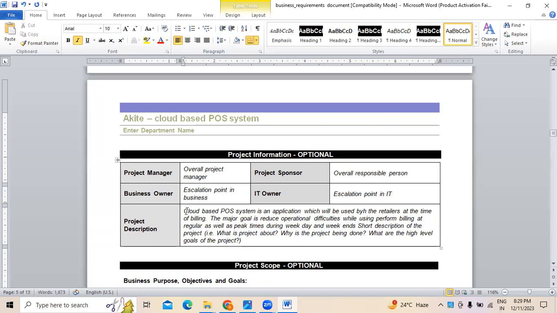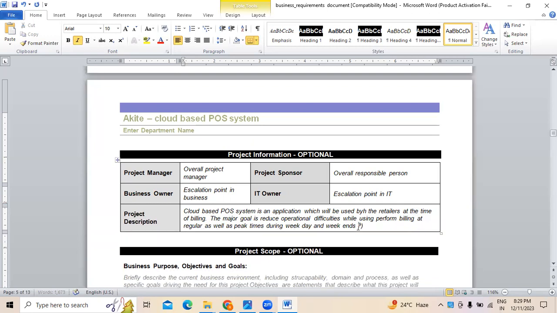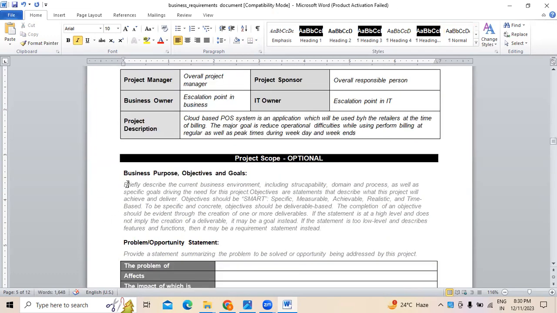Okay, this is how generally we need to write the project description. You can see, right? This is how generally the description and everything we will be writing here. Once the description of the project is done, here we need to write down the purpose, objectives and goals.